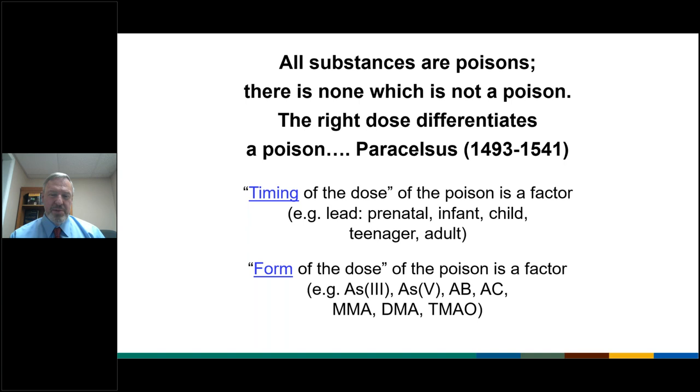Then the form of the dose or poison is a factor. Arsenic is one of the best examples, where you have multiple toxic forms of arsenic, and then you have an essentially non-toxic form of arsenic coming from fish. I'll give you examples of that in a minute.